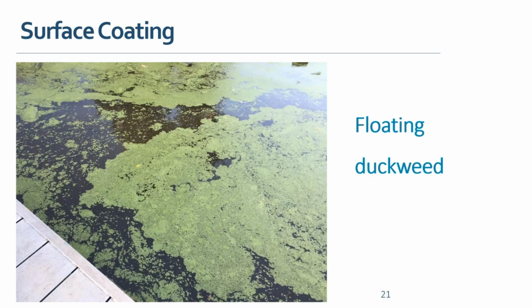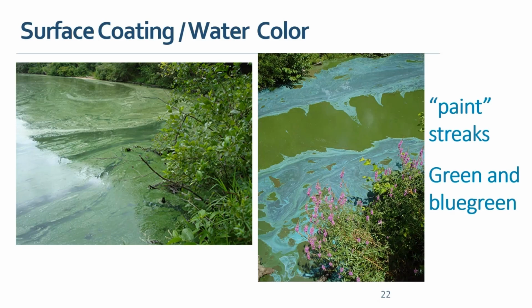Another choice for surface coating is floating duckweed. Duckweed is a small plant. When you look very closely, you can pick it up and it's little leaves with a tiny little root on it. So that's duckweed. This surface coating is actually a harmful algal bloom, and it sometimes looks like paint streaks. Green and blue-green algae can look like this. In this case, you do not want to be monitoring the stream if it looks like this. But you can finish that part of your data sheet and report it.